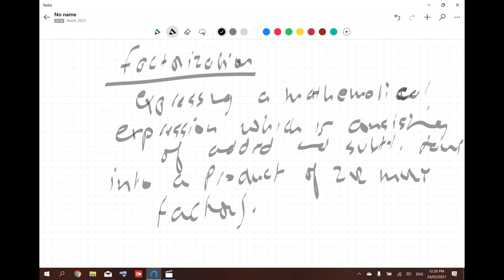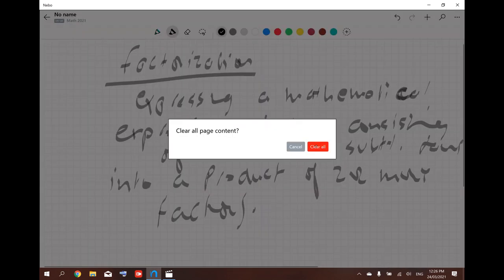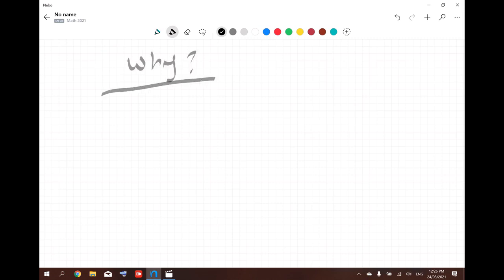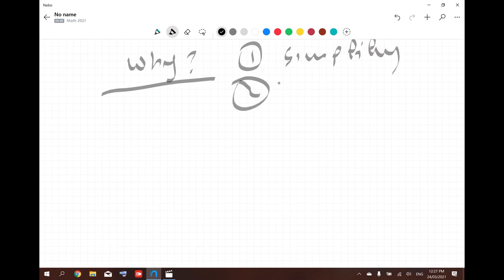What else we learned today is why do we factorize? So not only what the process of factorization is, but why. And this is the main thing. You need to know why and when you're going to apply that. Why is to be able, number one, to simplify. Number two is to use the null factor property.